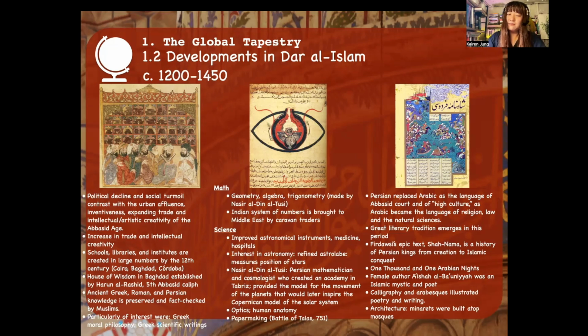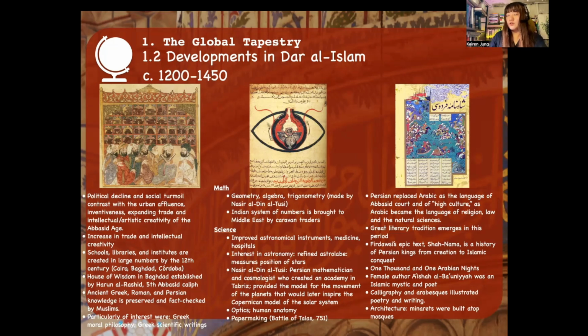The House of Wisdom in Baghdad was established by Harun al-Rashid, who was the fifth Abbasid Caliph, and there was a lot of ancient Greek, Roman, and Persian knowledge that was preserved and fact-checked by Muslims, by the way. Keep in mind, Islam is the religion. Muslim refers to the people or the culture or the ones who espouse Islam. So Islamic and Muslim are both adjective forms of Islam. Just think of it that way.